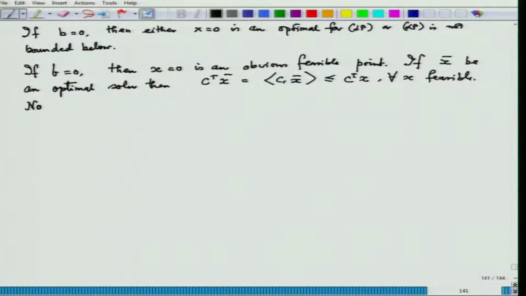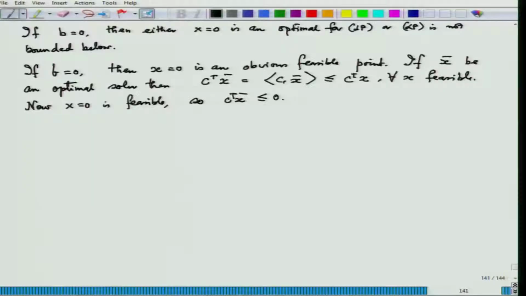Now, x equal to 0 is feasible. So, c transpose x bar is less than or equal to 0. What we have to show is that c transpose x bar strictly less than 0 is not possible. We must have c transpose x bar equal to 0. If c transpose x bar is strictly less than 0, we will show that the problem would be unbounded below. If c transpose x bar is equal to 0, then of course x equal to 0 is a solution, not the only solution, but a solution.